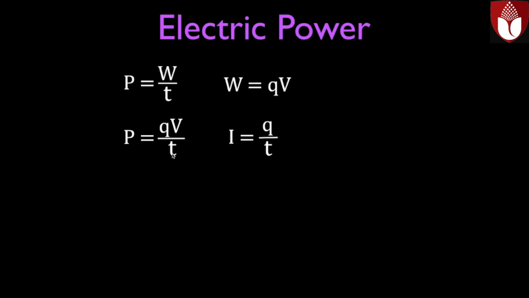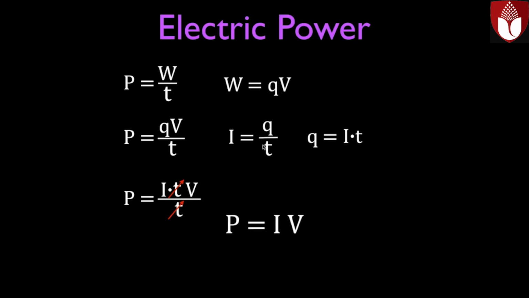We can get out our equation for the current, because the current is the coulombs, the amount of charge per second that passes a given point in the circuit. Solve that for Q. Q is now equal to I times T, and substitute that into our equation. Now we have power is equal to the current times the time times the voltage divided by the time. Those two times are the same, they cancel, and this is kind of the most common equation you'll see for electric power. It says that the power is equal to the current times the voltage.